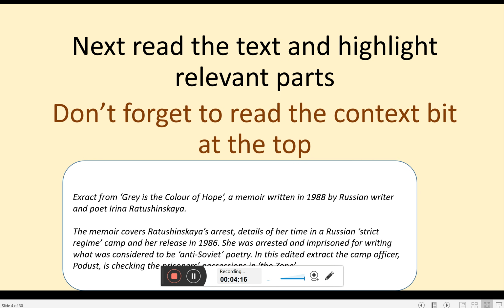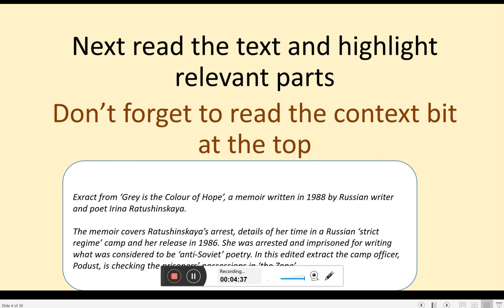So this is an extract from Grey is the Colour of Hope, a memoir written in 1988 by Russian writer and poet Irina Ratushinskaya. I probably pronounced that completely wrong. The memoir covers her arrest, details of her time in a Russian strict regime camp and her release in 1986. She was arrested and imprisoned for writing what was considered to be anti-Soviet poetry.